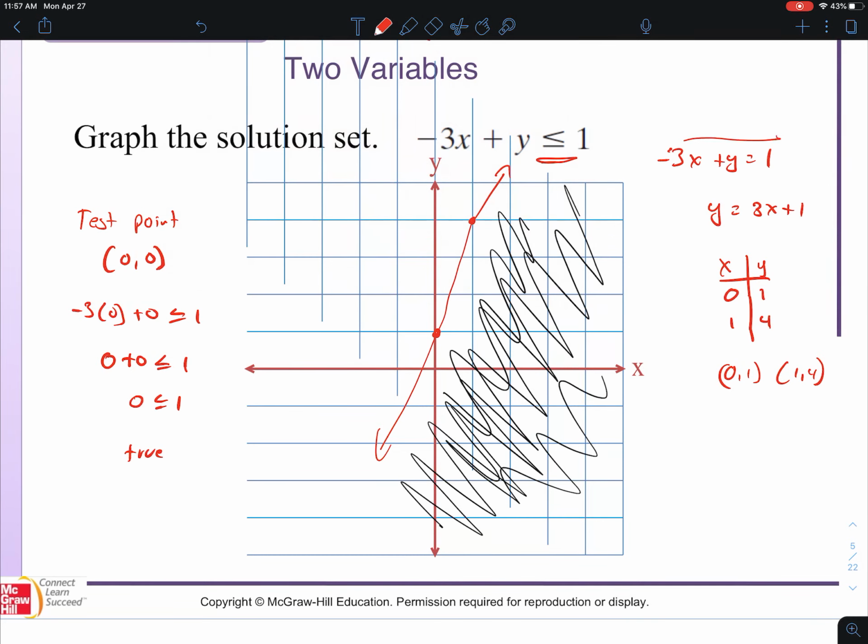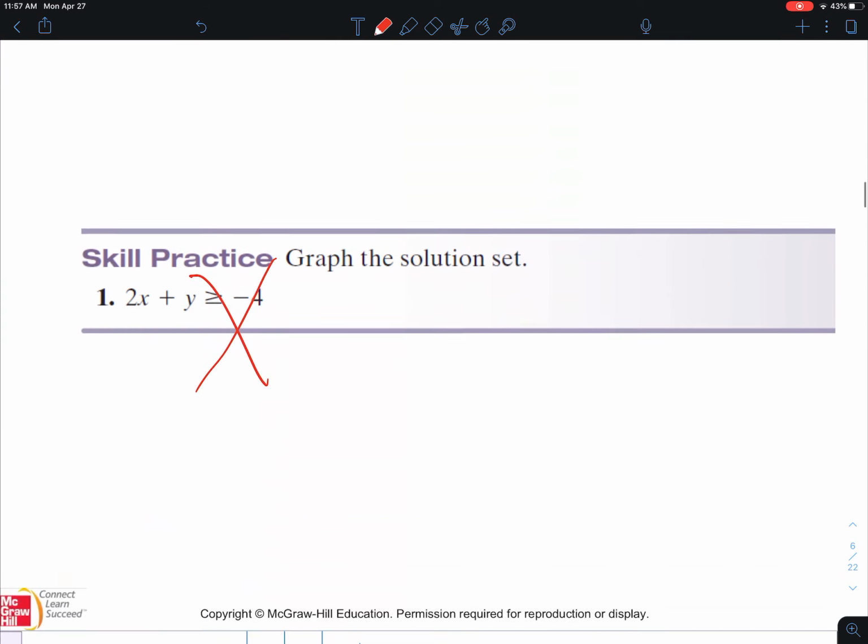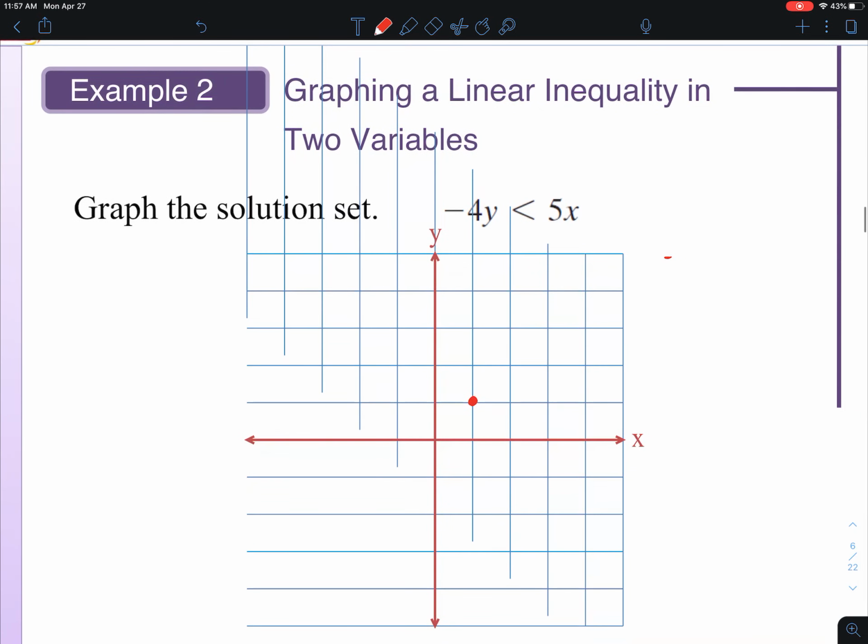So first, graph it. Make sure you get the right line. If it's less than or equal to, it's a solid line. If it would have been less than, it would have been a dashed line. And hopefully the next example is like that. All right, so let's do this one here.